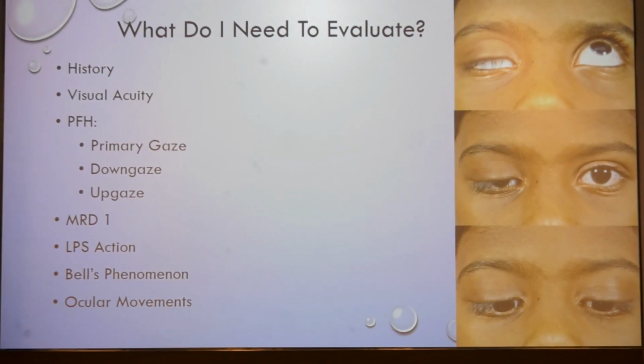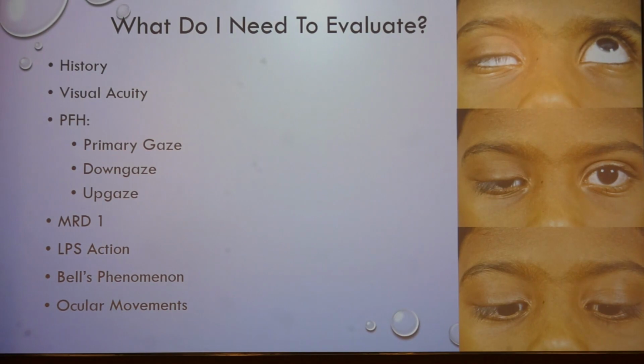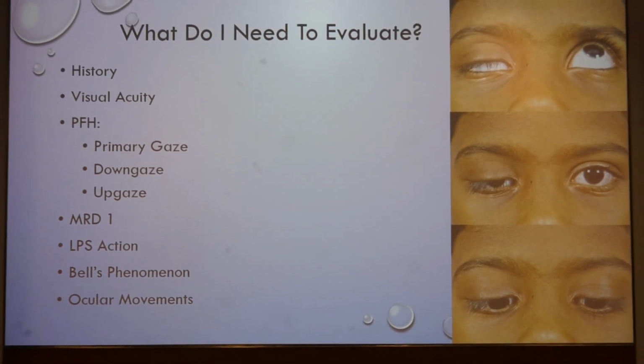Down gaze will confirm if it is congenital, because there will be down gaze lid lag in cases of congenital ptosis. And up gaze is a surrogate measure of levator action. Again, MRD1, LPS action, Bell's phenomenon, if we are able to examine it appropriate for the age, it will be great. Ocular movements is another thing which we surely need to see.